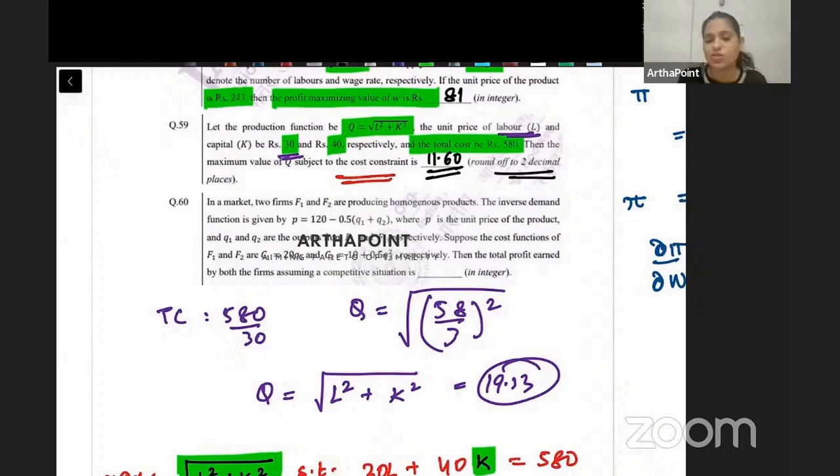I get that. Yes, you're right. We can go ahead and get 19 as the answer. That would be more appropriate. You're right. It didn't hit me, but you're right. This is a concave production function.